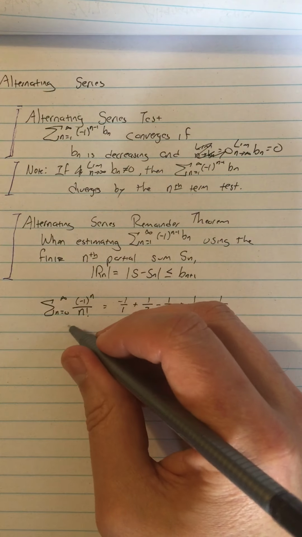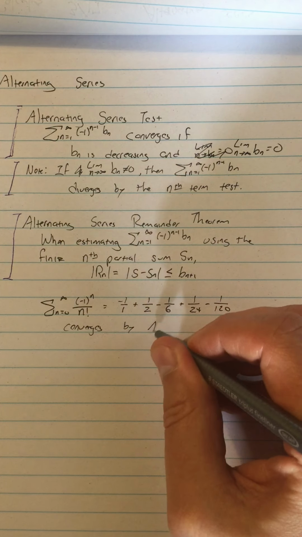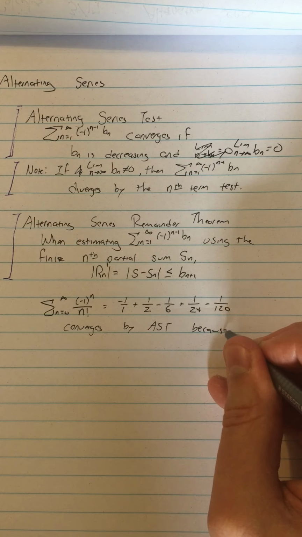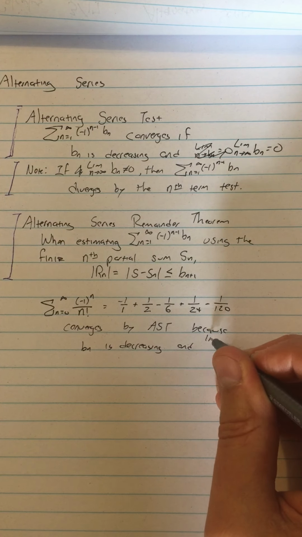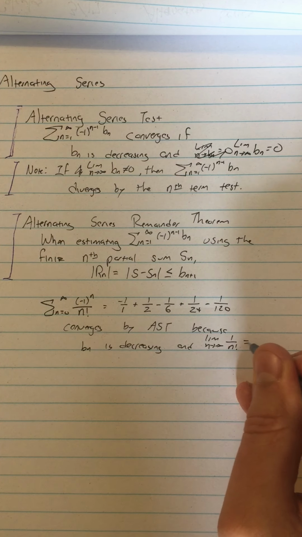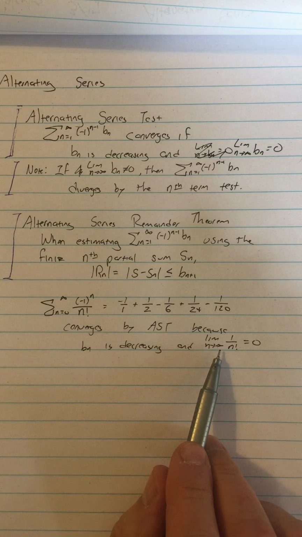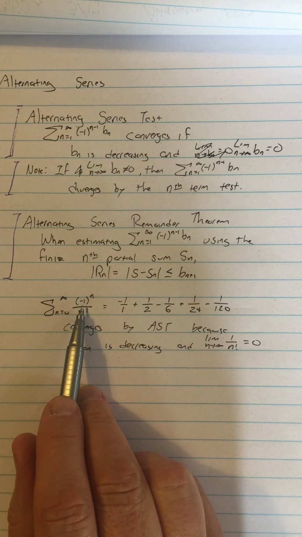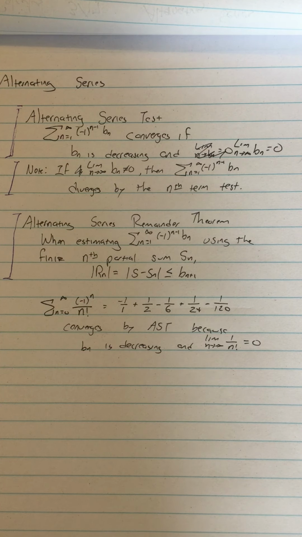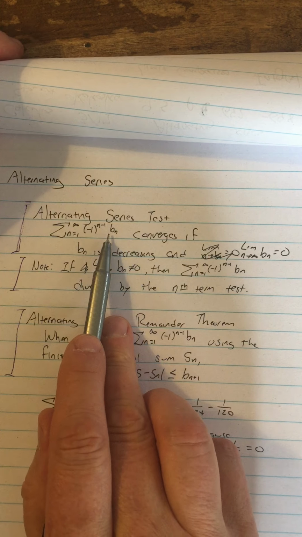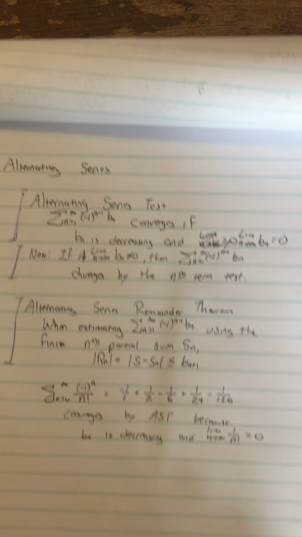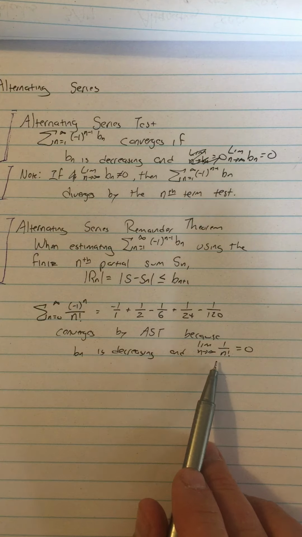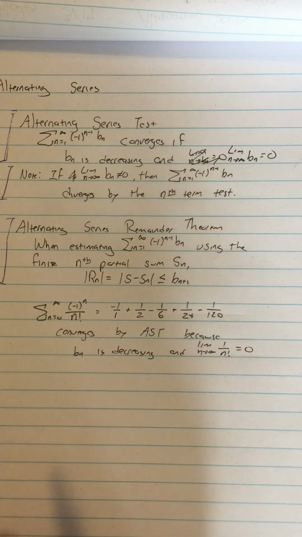So first we're going to notice that this series converges by AST, the alternating series test, because b_n is decreasing and the limit as n approaches infinity of 1 over n factorial equals 0. Now, notice when I'm looking at the limit as n approaches infinity of b_n, I don't need to include the (-1)^n, because b_n doesn't include the (-1)^n. If you look at the way the series test is formulated, we separate out the b_n, the terms like 1 over n, from the alternating part. And if the limit of that positive part is 0, then the series with its alternating term converges.